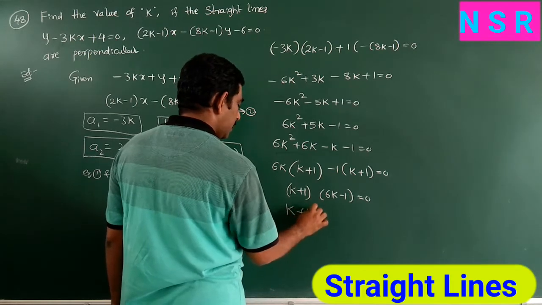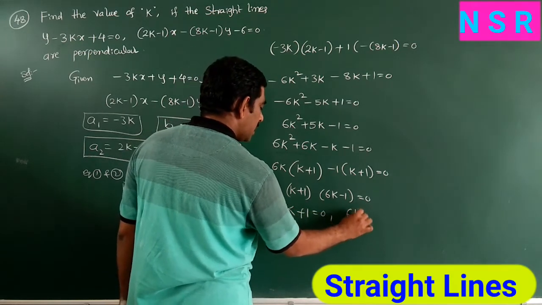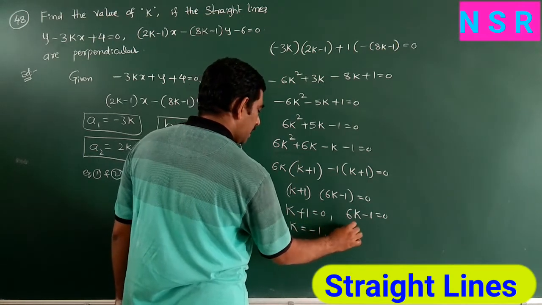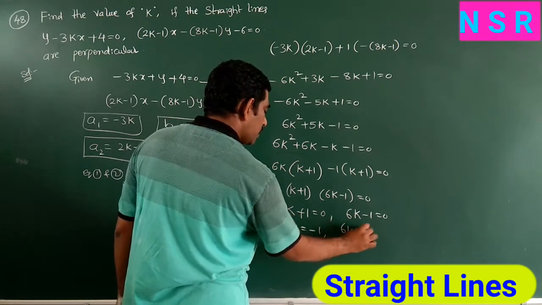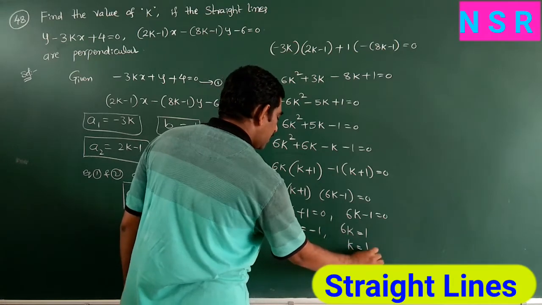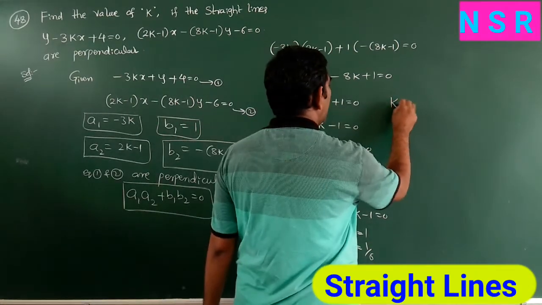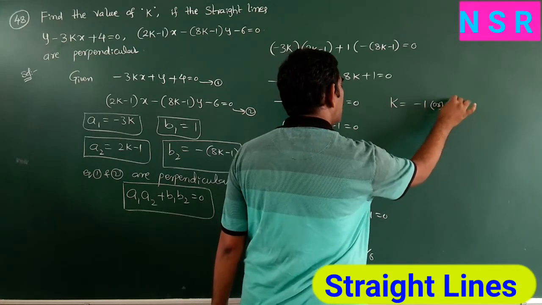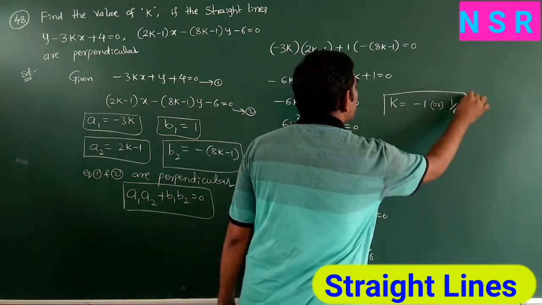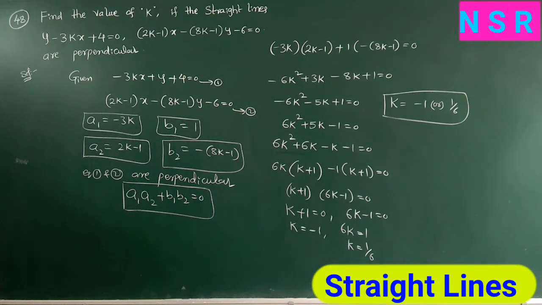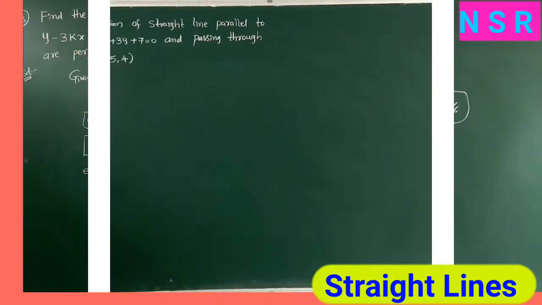So k plus 1 equal to 0 and 6k minus 1 equal to 0. Here k equal to minus 1, and here 6k equal to 1, so k equal to 1 by 6. So the k values are k equal to minus 1 or 1 by 6. These are the values of k. Here we apply the condition: if two lines are perpendicular, a1 a2 plus b1 b2 equal to 0.